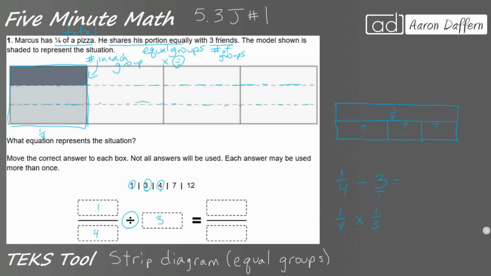Now we can multiply straight across, and we can say 1 times 1 is 1, and then 4 times 3 is going to be, let's put a 12 right there. And so we're going to put 1/12, and you'll notice I've got one piece right here, but there's 12 total.